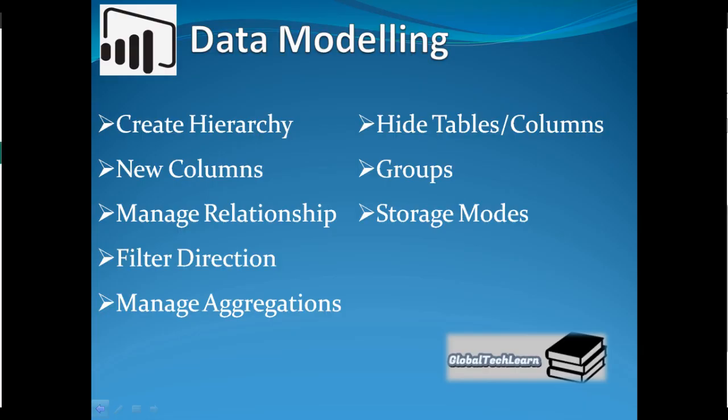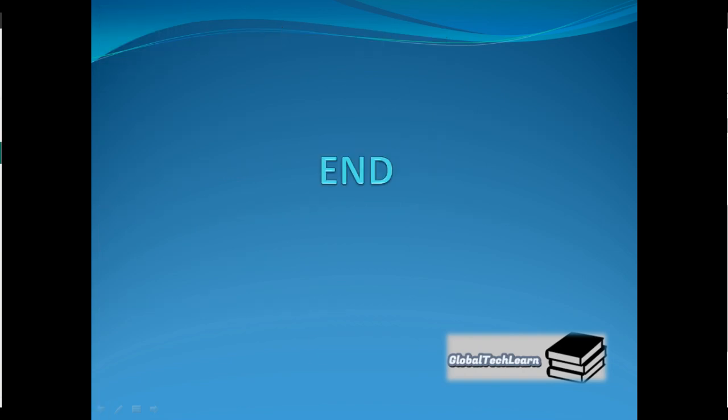So today we have seen how to create a data model by creating a relationship between different queries by selecting the cardinality and the cross-filter direction.